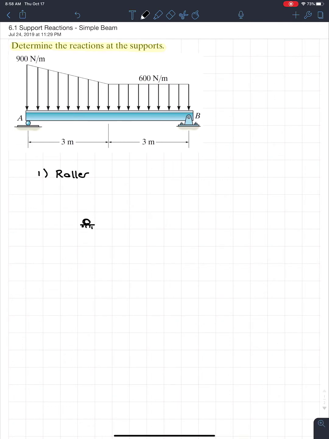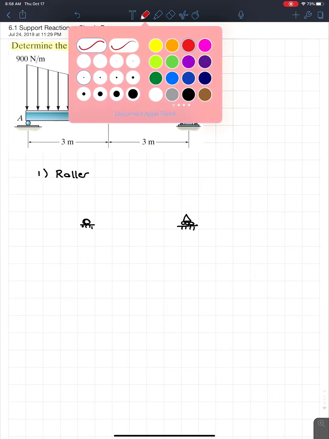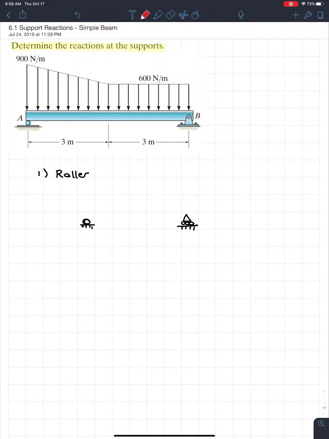Or the second way is we have a triangle similar to a pin, but under it, it has the wheels. So the key is to look for the wheels, or a circle. And the roller is one of the nicest ones you can find, because it only offers one reaction, which is going to be perpendicular to the surface on which it rests. So for these 2 rollers, since the surface is horizontal, it's going to provide one reaction force just going upwards. Now, with that being said, remember that this reaction force always has to be perpendicular to the surface.